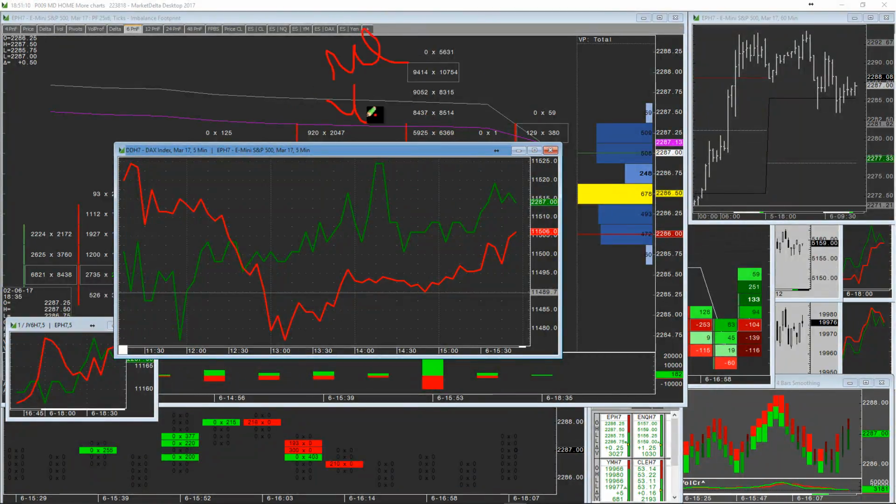NASDAQ, YM, which is the Dow, DAX, they all move in the same direction, which means if any of them are moving stronger and the S&P 500 is failing, look to do one of two things: short the stronger market or buy the weaker market. If you want, you can do both and create a spread trade. And we cover some of this in the futures course.